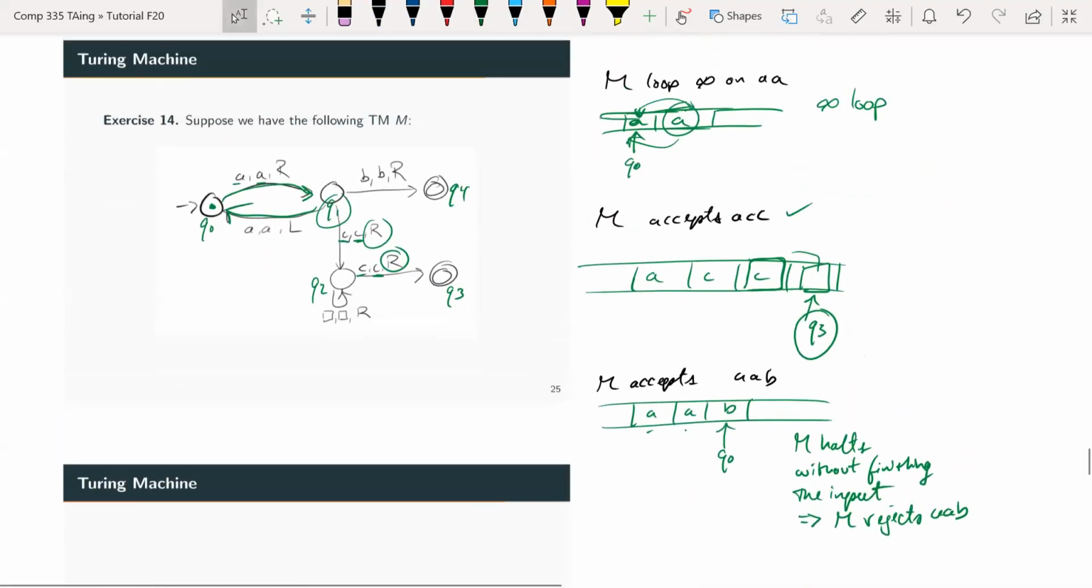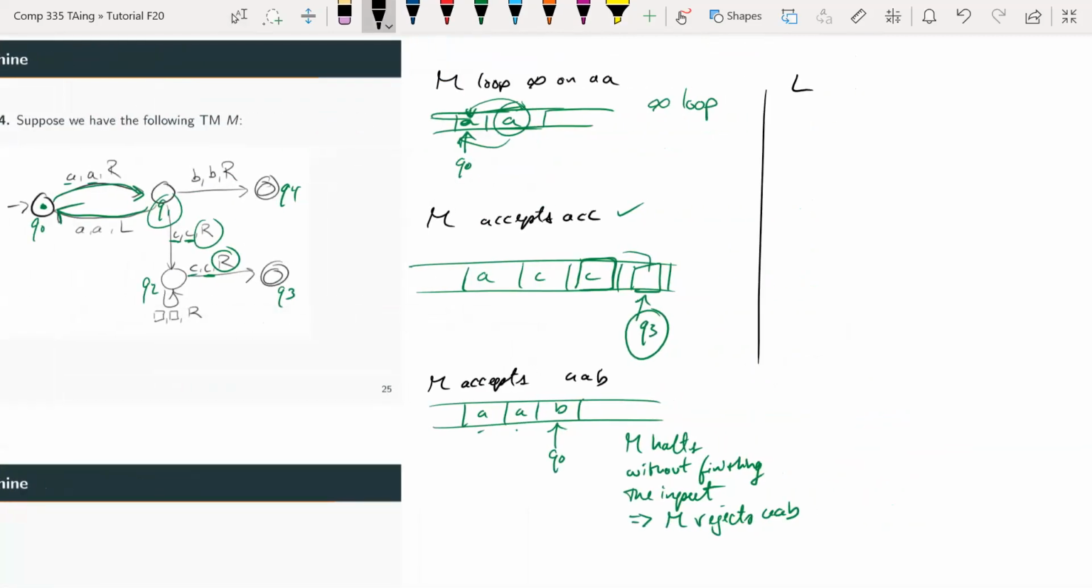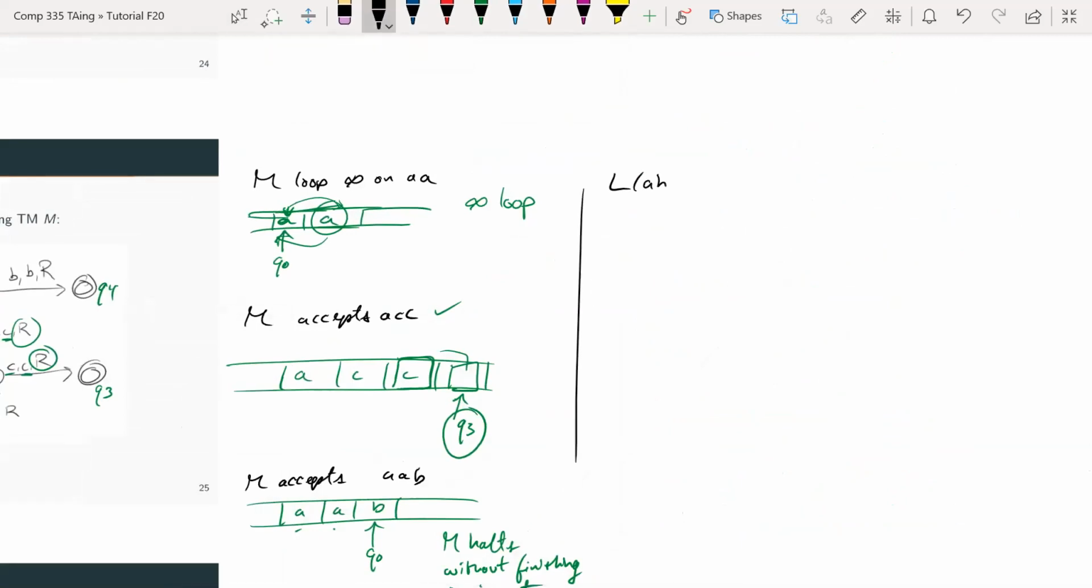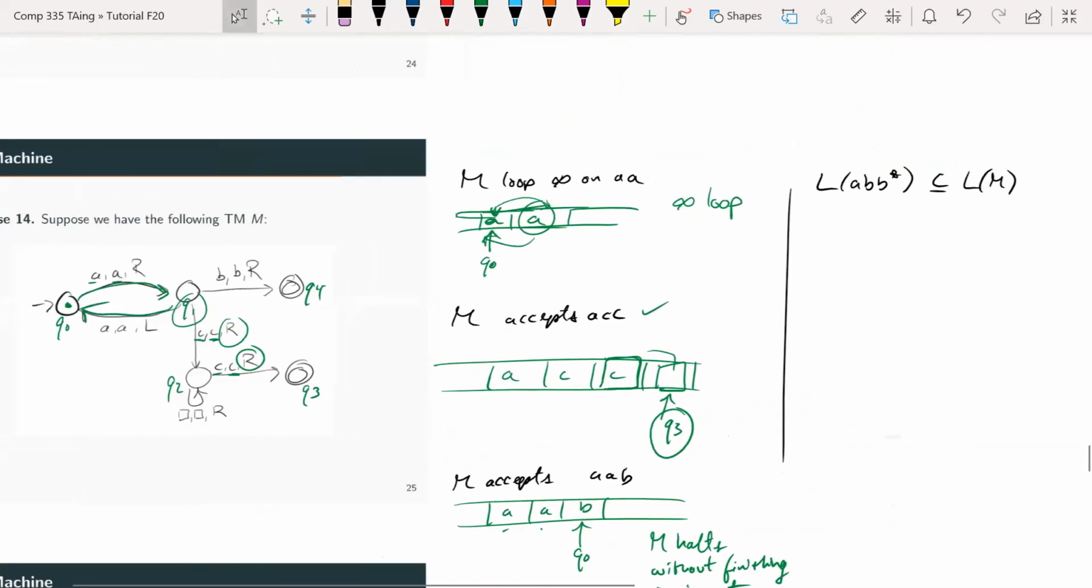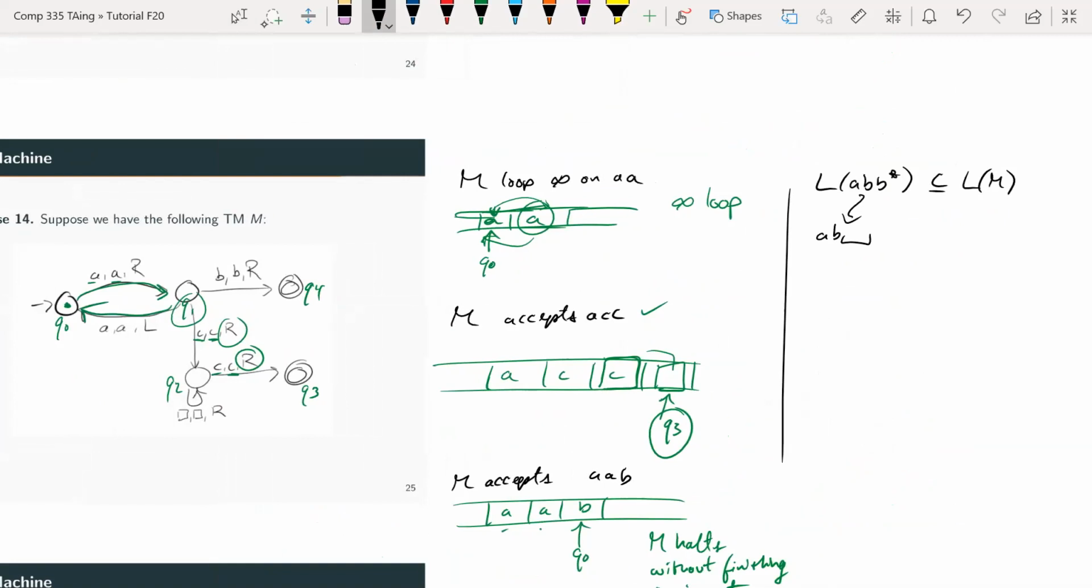The last one, so what is the last one? L of AB B star is a subset of the language accepted by M. So is this true? Well, this is saying that any string that looks like A, B, and then something is going to be accepted by M. So what this particular option is trying to make you realize is that a Turing machine accepts a bit differently from PDAs and FAs. If you can get your input to stop reading here, then it doesn't matter what the rest of your tape has, it's going to be accepted anyway.